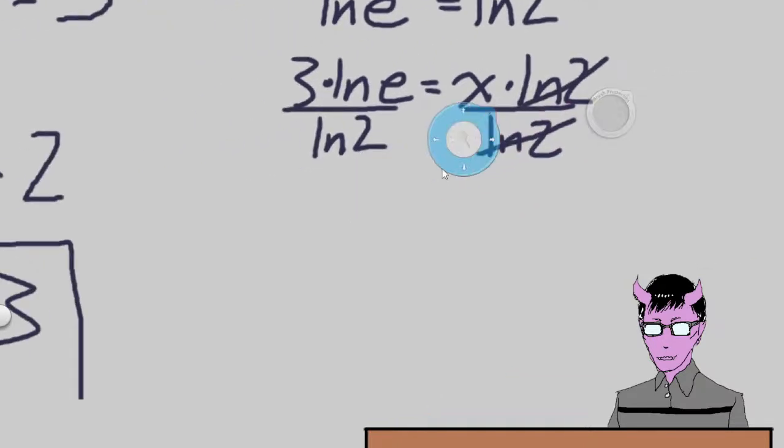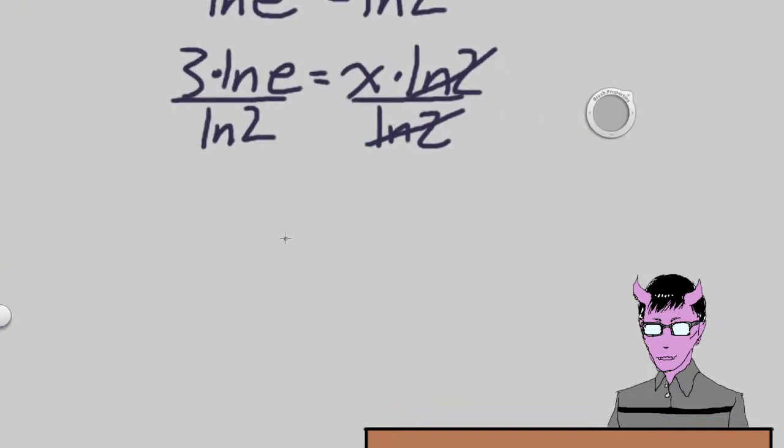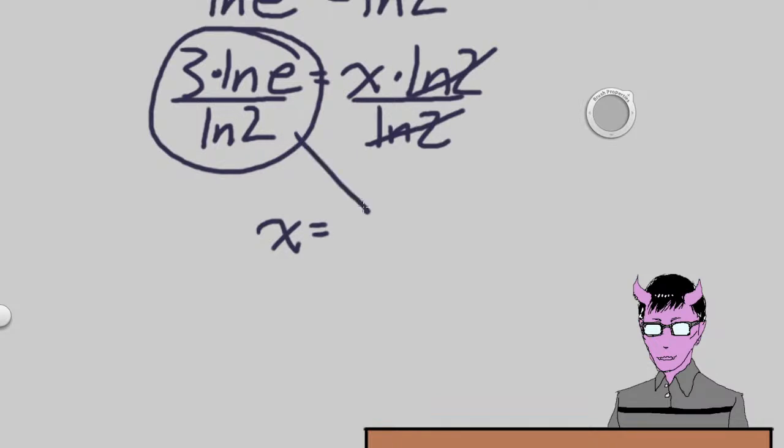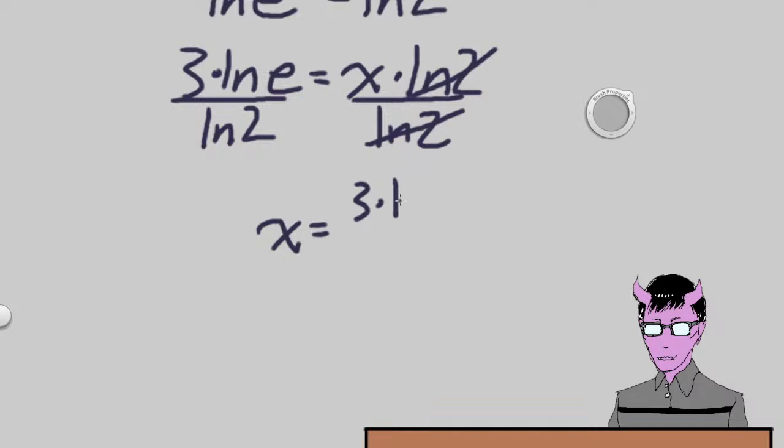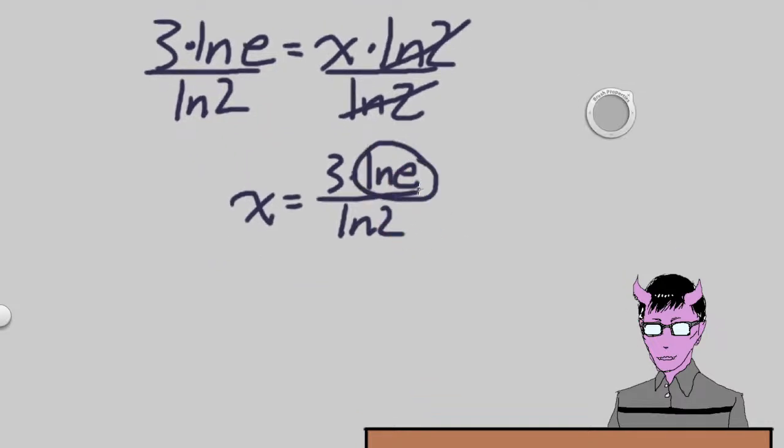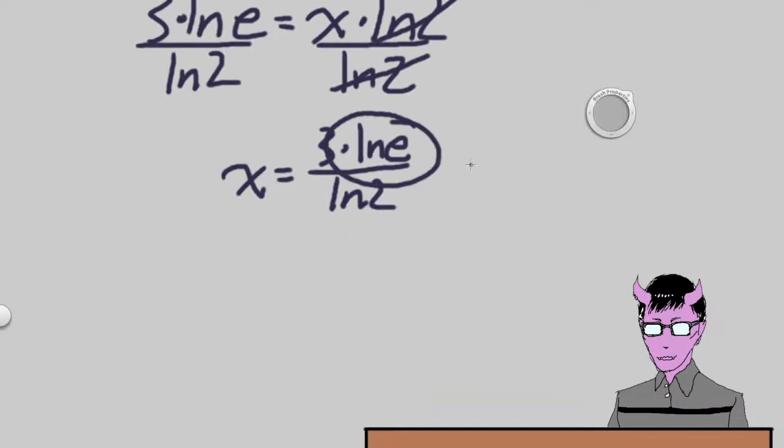Cancel, perfect. And thus do we get x on the right hand side, and then the left hand side, I'm just going to move it over here. We're going to get 3 times natural log of e all over natural log of 2. So that's the answer right there. It's not the best looking answer because this is simplifiable, so let us simplify this.